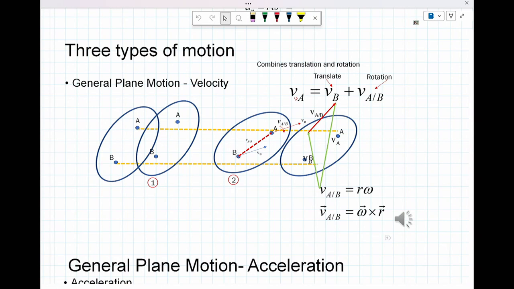All you're doing with all of the general plane motion velocity is to rewrite everything in terms of translation and a rotation. Translation is just whatever point you're referencing against, and because this is a rigid body, everything stays with the same omega and the same alpha. So r omega, omega cross r.